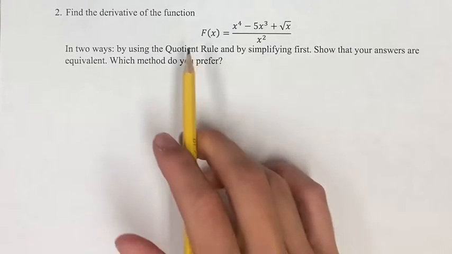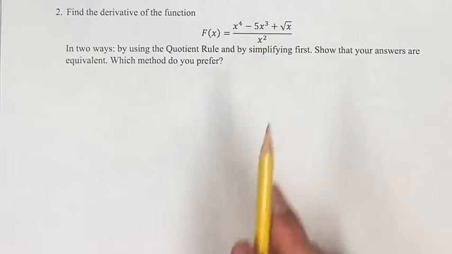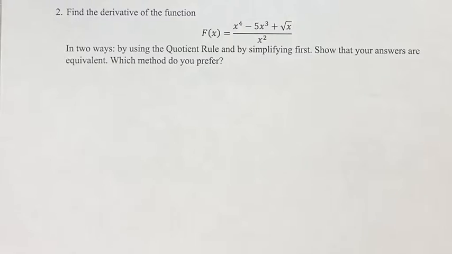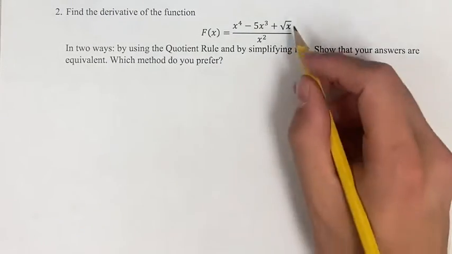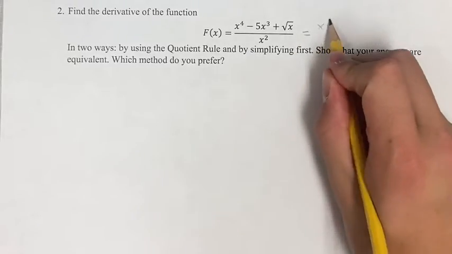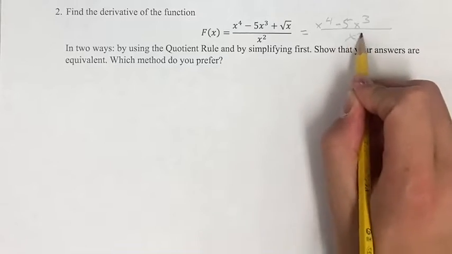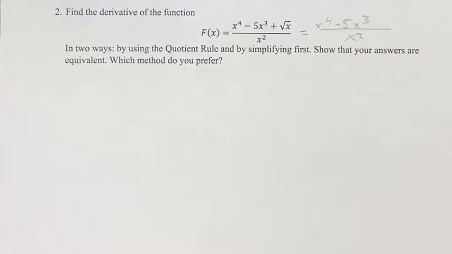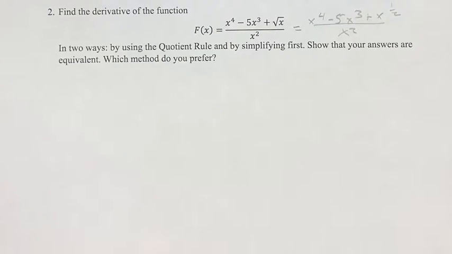In this problem, we're finding the derivative of the function f of x is equal to x to the fourth minus 5x cubed plus the square root of x, all over x squared. We're going to do this using the quotient rule and by simplifying first. Before we do that, let's rewrite this as all this, everything the same, but turn the square root of x into x to the 1/2. It's going to make it a little bit easier to find the derivative.